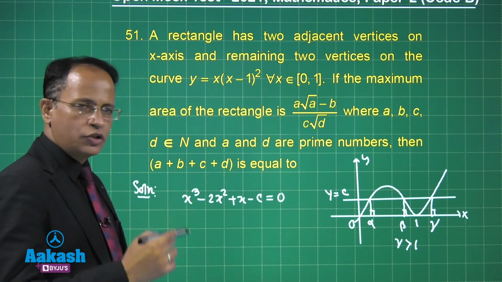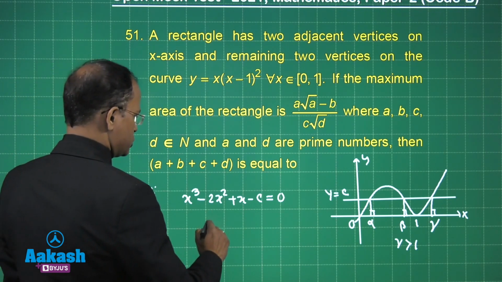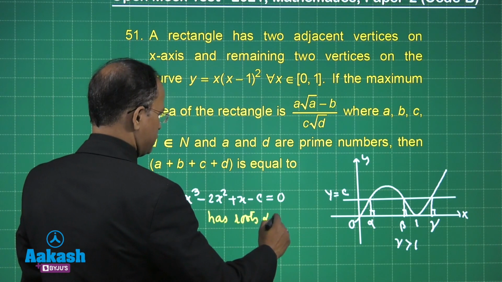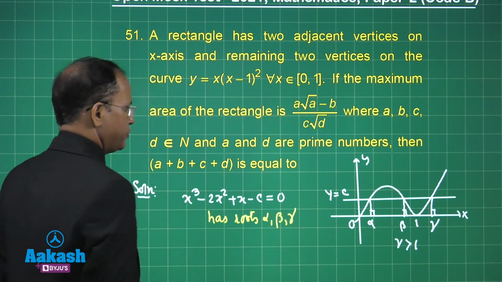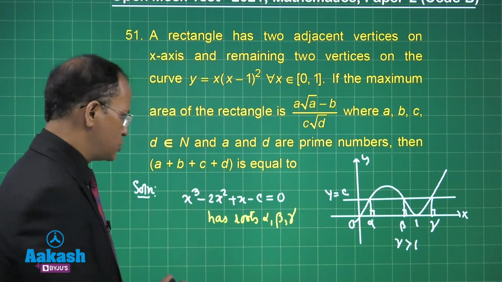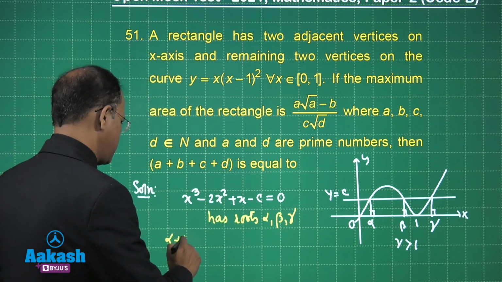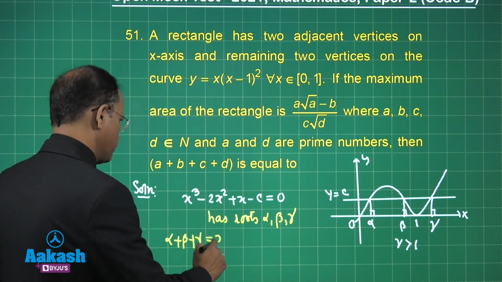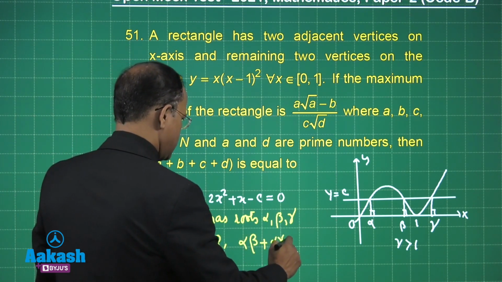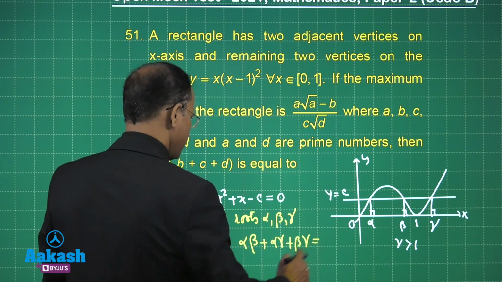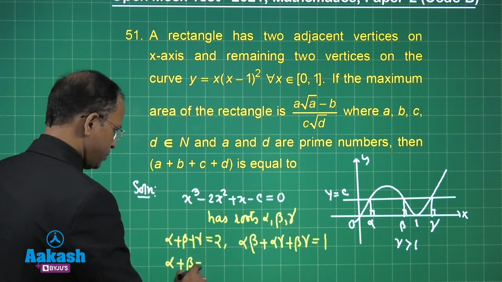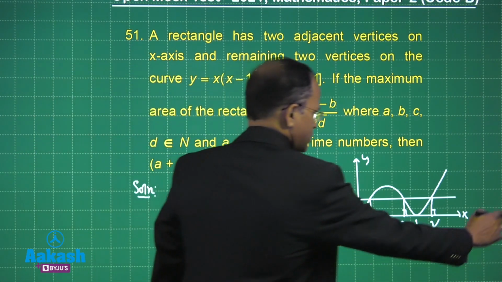And if we talk about this cubic equation, this has roots, that is alpha, beta and gamma, right? Now we know for a cubic equation, the sum of the roots, alpha plus beta plus gamma, is going to be 2. Then we have the pair sum, alpha beta plus beta gamma plus alpha gamma, which is equal to 1, right? So from here we can write alpha plus beta to be 2 minus gamma, right?